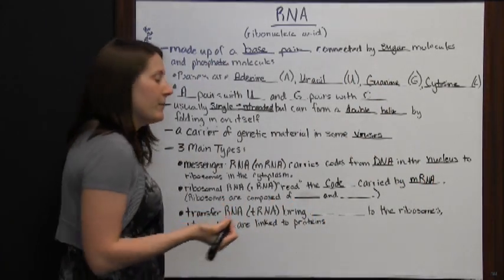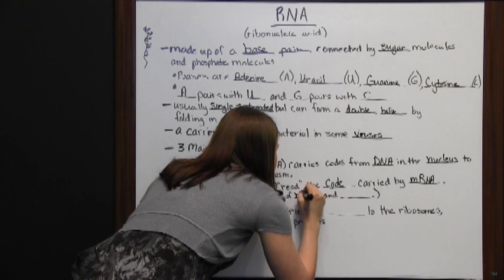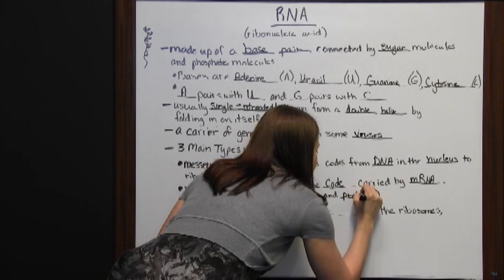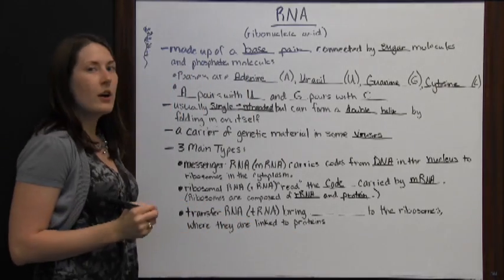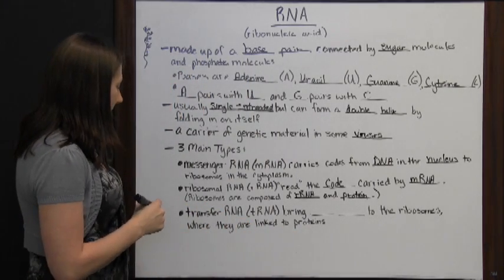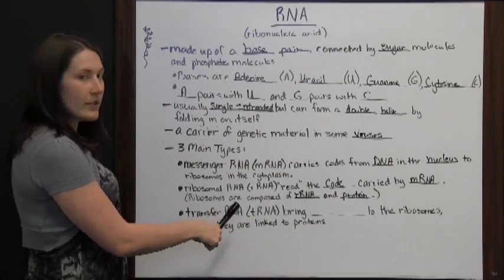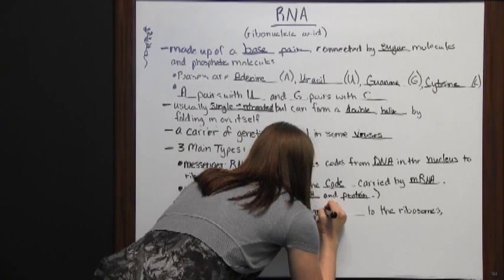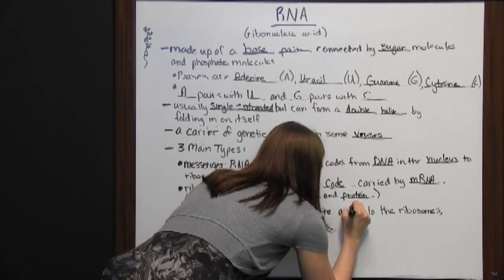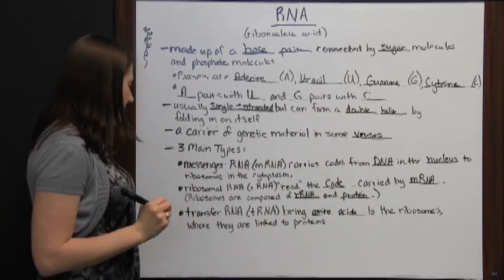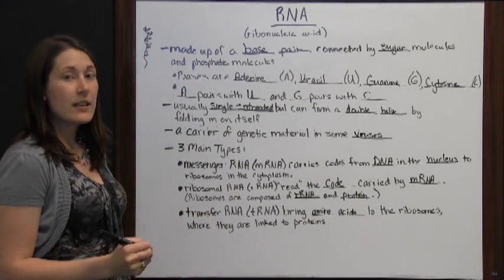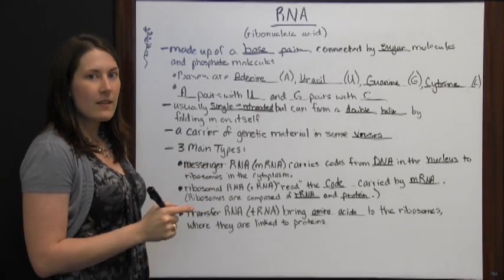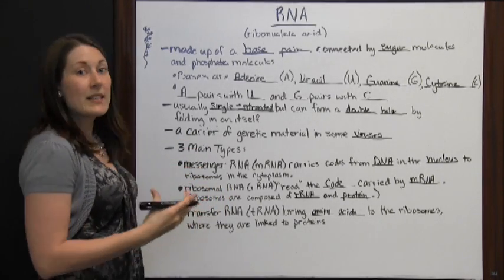And ribosomes are composed of the ribosomal RNA and proteins. So the ribosomal RNA is a big part of ribosomes. And then transfer RNA, or tRNA, bring amino acids to the ribosomes where they are linked to proteins. So you can see RNA is moving around the cell a lot. It's not just staying in one place.